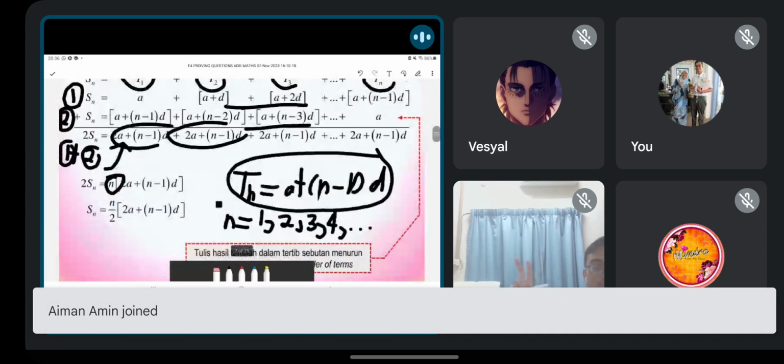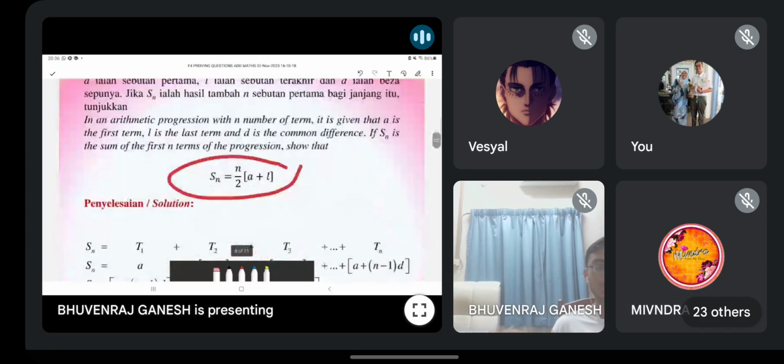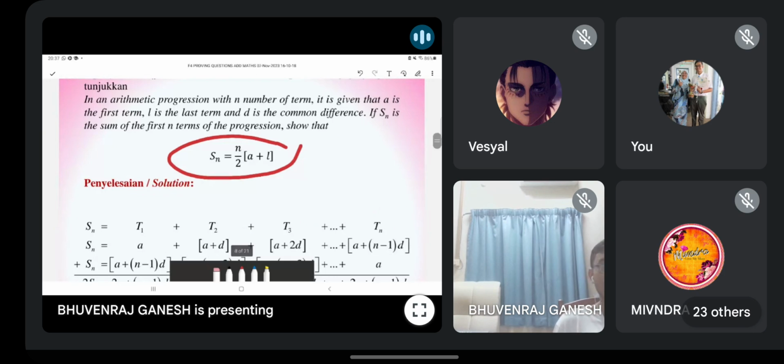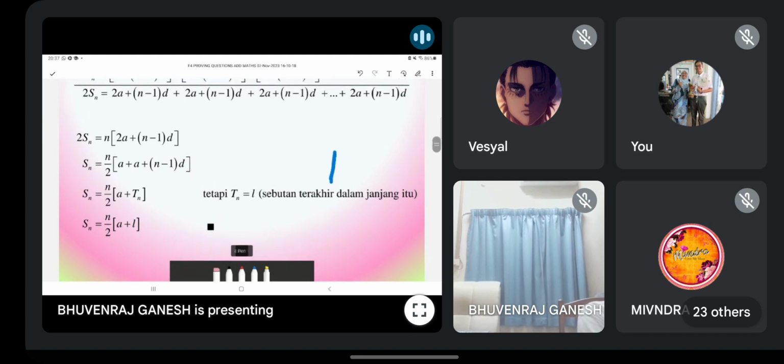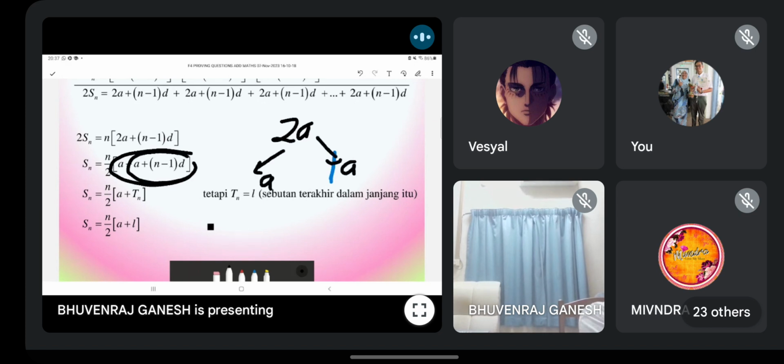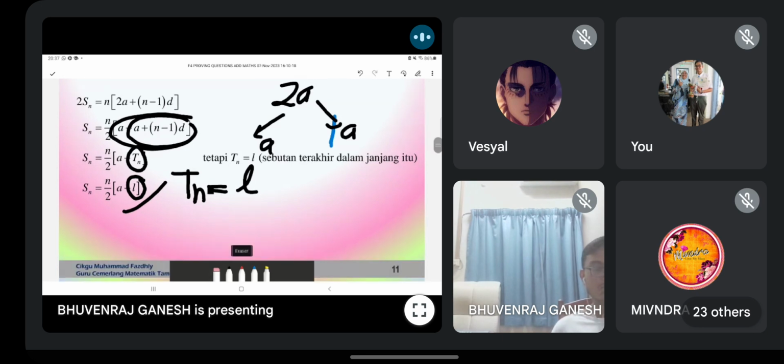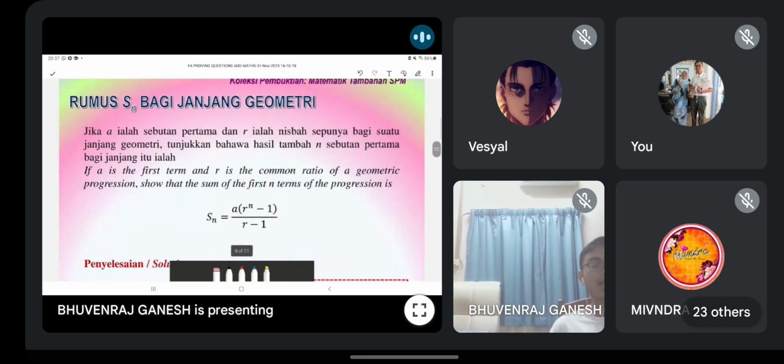Basically 100% same as the atas. If you know the atas, it shouldn't be a problem untuk tahu yang ni. Exactly the same, totally the same. Hanya yang ni berbeza, this bottom part. A plus n minus 1D, you have to ganti. 2A kamu pecah jadi A tambah A. You have to separate this. 2A is A plus A. And A plus n minus 1D, you must know that is Tn. Arithmetic, Tn formula. So Tn, basically we assume as L, sebutan terakhir, the last term. So that's why Tn kita ganti dengan L. So ini kamu dah buktikan. Okay guys, clear?